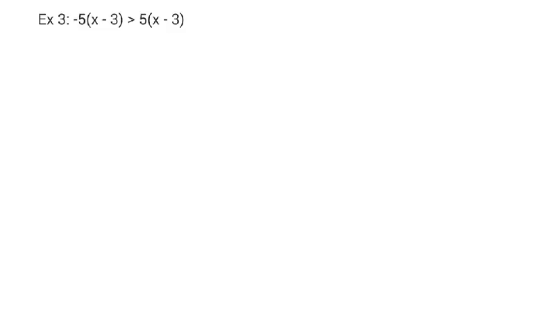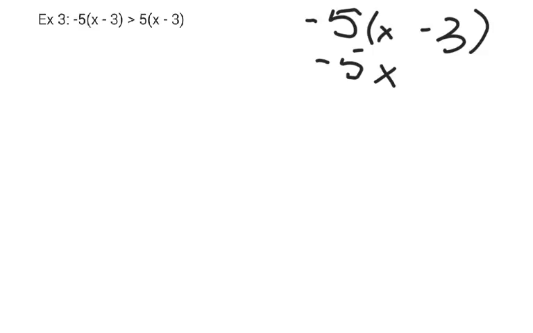For example number 3, we're looking at something a little bit more complex. Okay, negative 5 times the quantity x minus 3 is greater than 5 times the quantity x minus 3. All right, if we look at the left-hand side, negative 5 times the quantity x minus 3. What we need to do is treat it just like if we were to see the following: negative 5 times the quantity x minus 3. And what were we taught to do there? Well, we were taught to distribute the negative 5. Negative 5x. And notice it's a negative 5 and a negative 3, therefore it's positive 15.